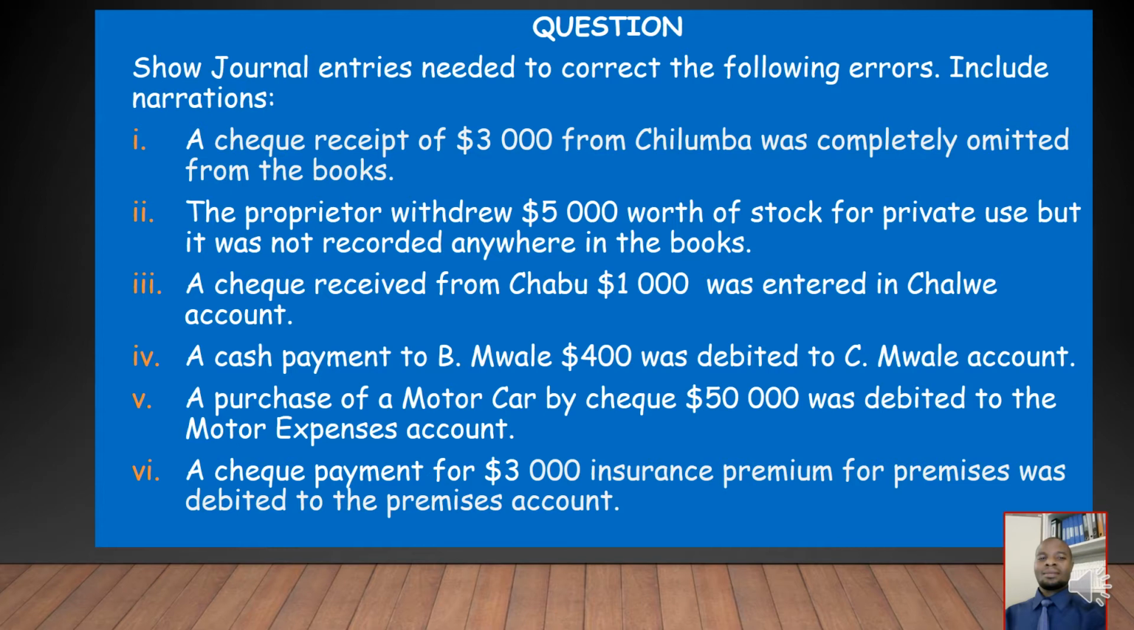Number 4, a cash payment to B. Mwale, $400, was debited to C. Mwale account. Number 5, a purchase of a motor car by check, $50,000, was debited to the motor expenses account. And number 6, a check payment for $3,000 insurance premium for premises was debited to the premises account.